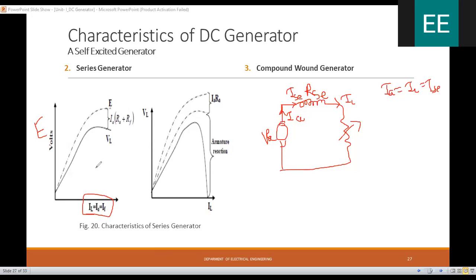Okay, now the total characteristics or the internal characteristics of series generator gives a relation between the induced EMF E on a load condition and the armature current IA. So due to the armature reaction effect, this curve will lie below that of the no load curve. No load curve च्या काय असेल, below असेल.